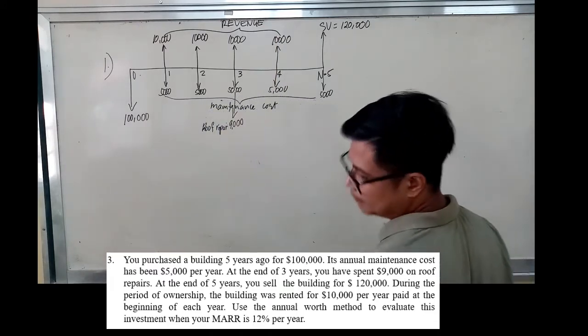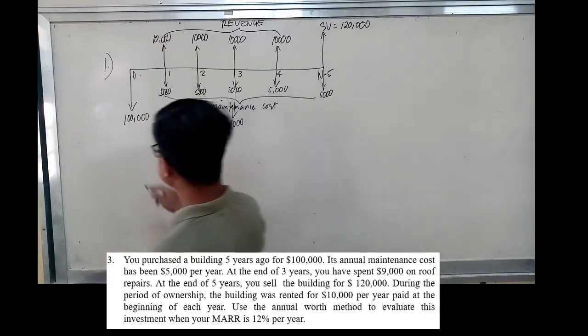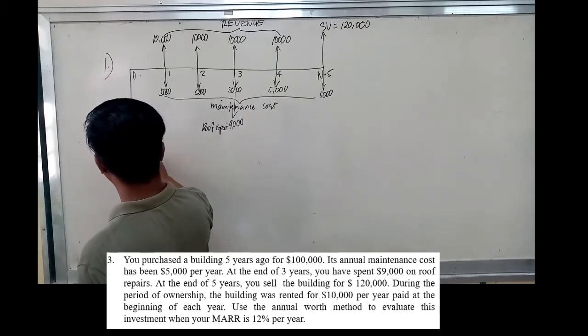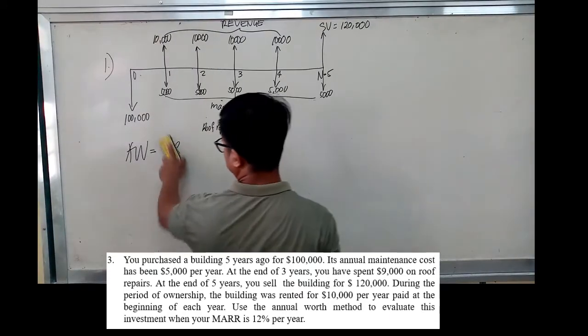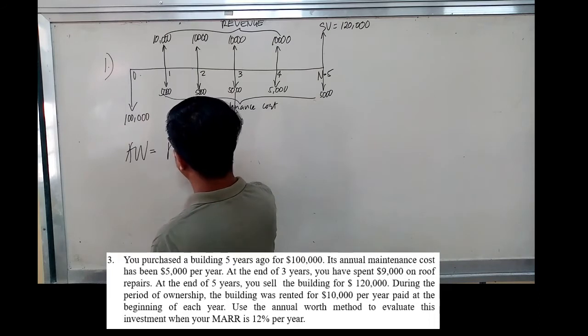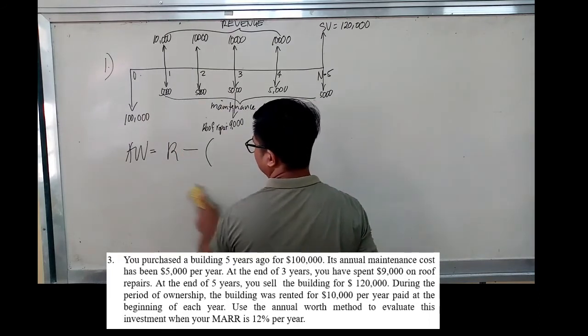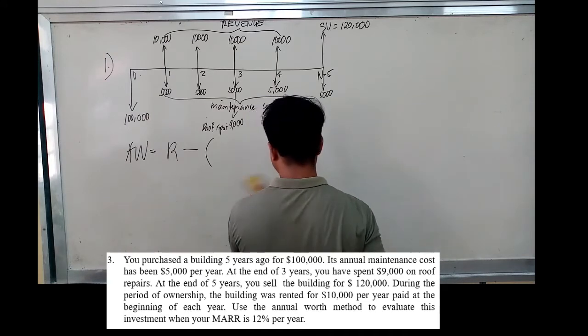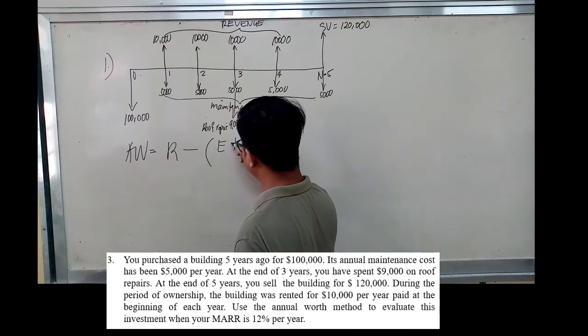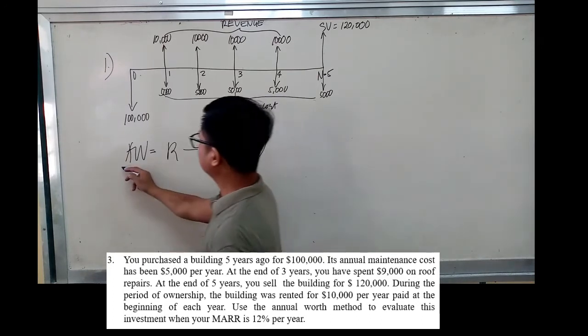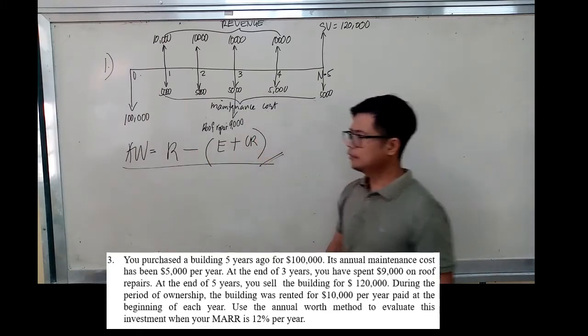So, mahaba na. So, anong formula natin? Annual worth is equal to revenue less the total amount of expenses plus the capital recovery. So this is our formula.